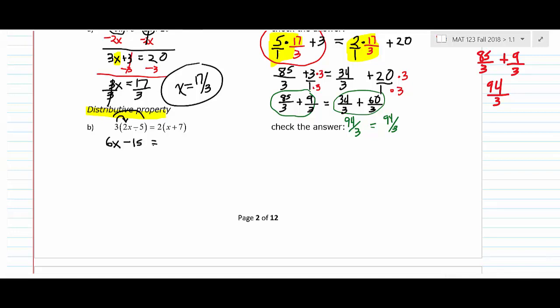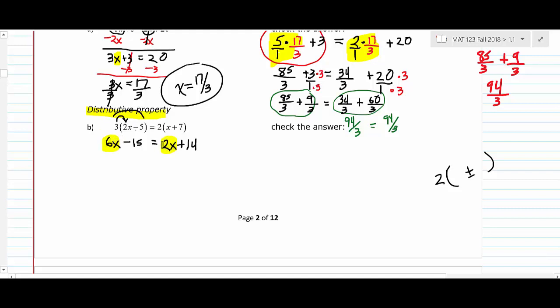2x plus 14. Right, okay, good. Okay, so if you need to do a distributive property, then do that. A distributive property is when you have a number in front of a set of parentheses, and there's at least one or two or more things added or subtracted. Now, what you have is variables on both sides.